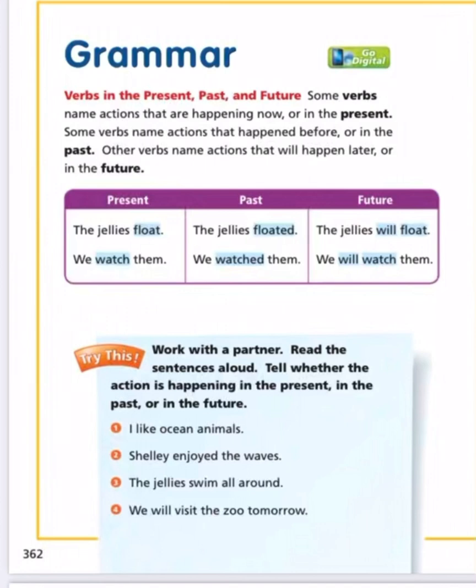We watched them. We will watch them. Try this. Work with a partner. Read the sentences aloud. Tell whether the action is happening in the present, in the past, or in the future. 1. I like ocean animals. 2. Shelley enjoyed the waves. 3. The jellies swim all around. 4. We will visit the zoo tomorrow.